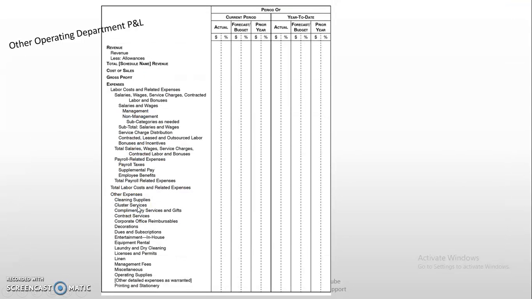Now the next P&L in line is the operating departmental P&L. This is a standard P&L for all operating departments. Only the name will change, but mostly it is only a one-line revenue. So it can be spa revenue, laundry revenue, transportation, anything. And then the related cost of sale. So the cost of sale of the spa is normally the chemicals only. And then you have the expenses, which are similar to the other two P&Ls that we discussed: management, non-management, and then the other components. And then you have other departmental expenses here. So this is pretty much the standard format.